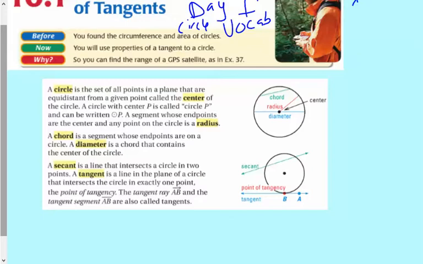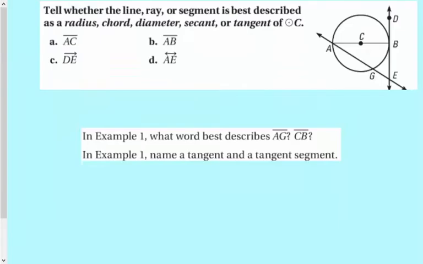And then we have a point of tangency and a tangent there on the bottom. A tangent is a line, a tangent line or a ray, that intersects a circle at one and only one point, and then that point is called the point of tangency. So there's a lot of vocab for you guys. In the next slide, I'm going to go over some sample problems that involve the vocab.